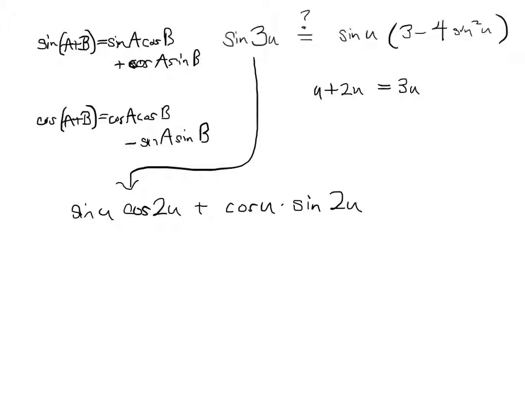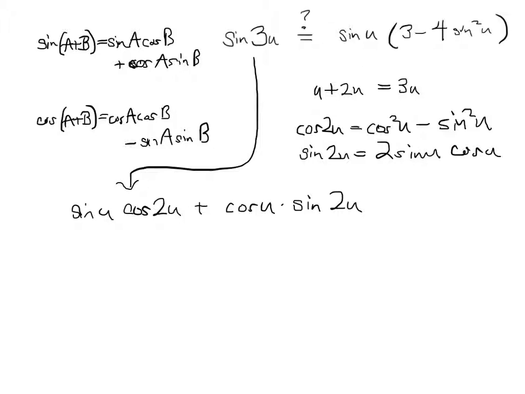And there were those other identities. Cosine 2u is cosine squared u minus sine squared u. And sine 2u is 2 sine u cosine u. Okay. You can memorize these, or you can actually derive them from the angle sum formulas by taking A equals B equals u.